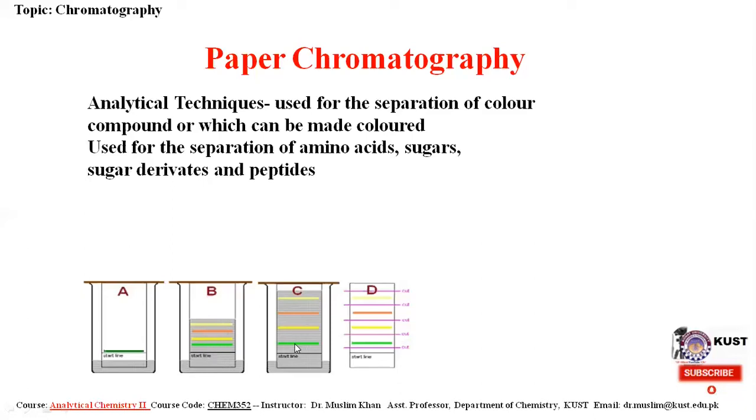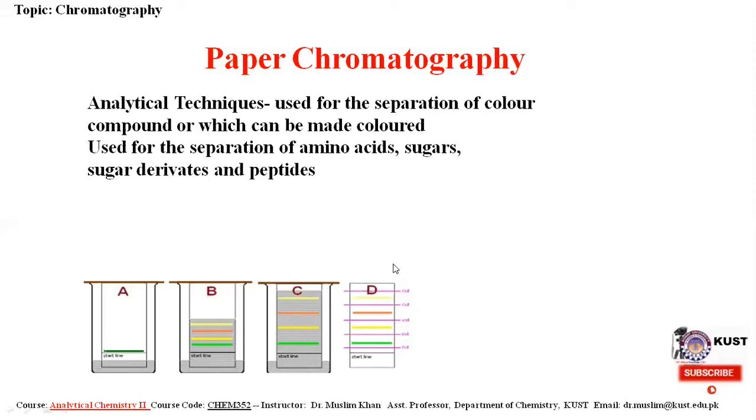Here you see the green line is here, yellow is here, and this pink is here. The travelling of these different components depends on the difference in their solubility in the solvent, and on the difference in their attraction towards the respective phases, like the mobile phase and stationary phase. This paper chromatography can take from several minutes to even several hours.